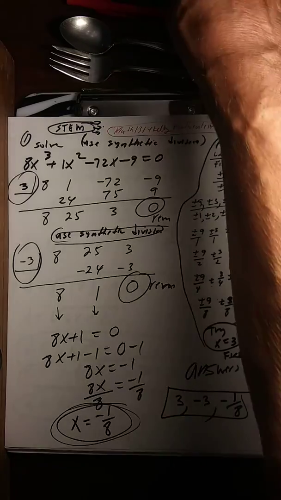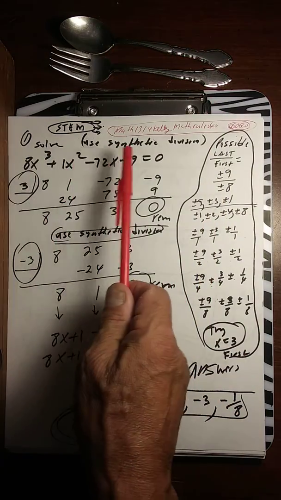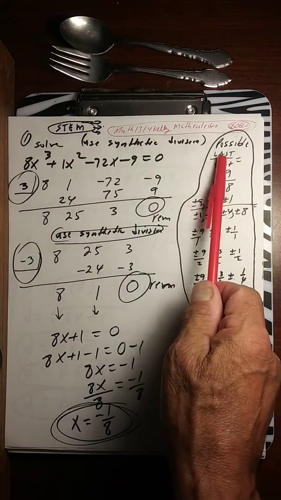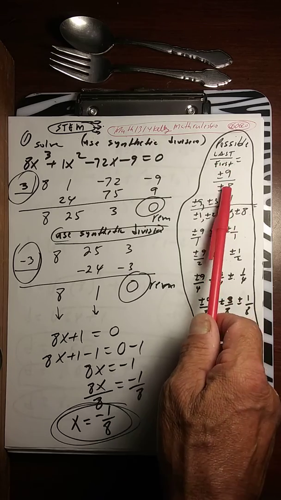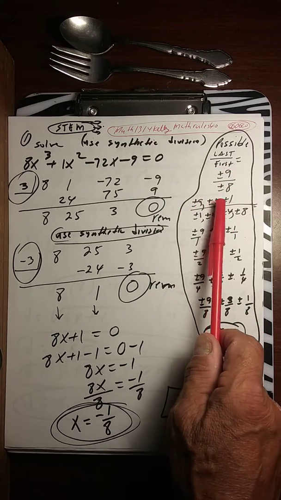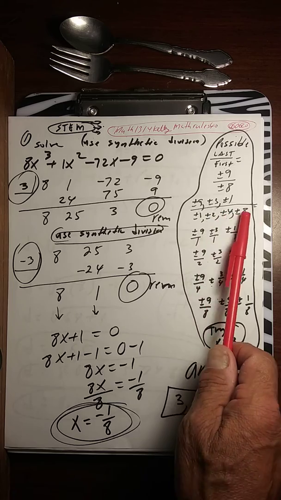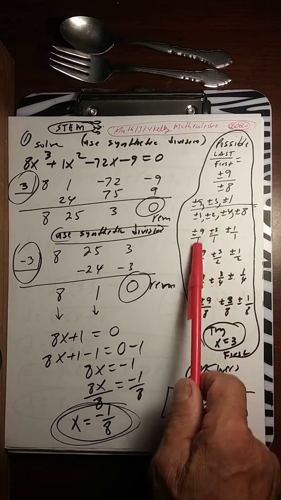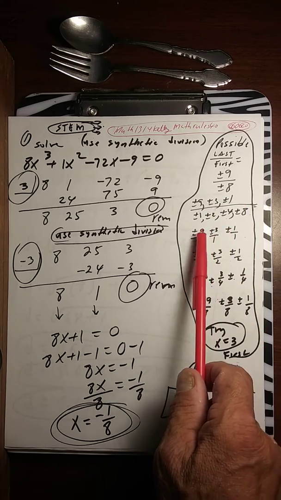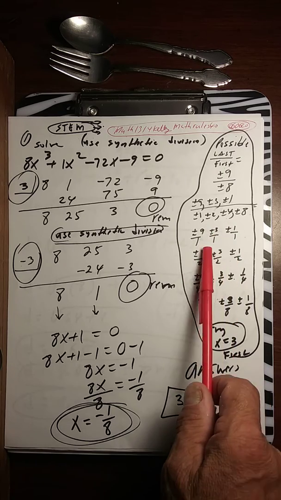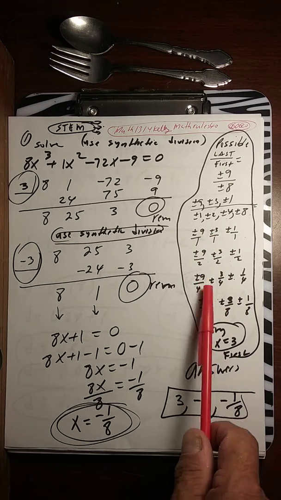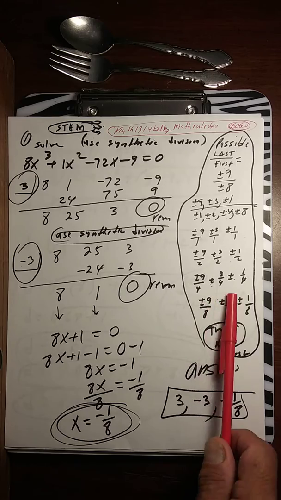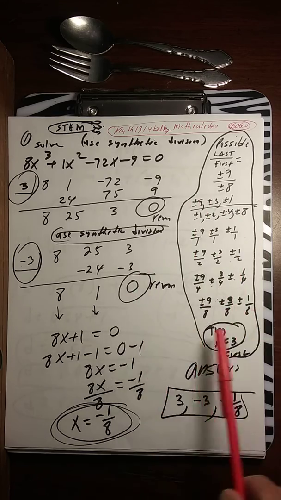When you use synthetic division, that means last over the first. There they are, last over the first, all the possible factors, this over this: plus or minus 9, plus or minus 3, plus or minus 1, over plus or minus 1, 2, 4, 8. All these are the possible fractions that might be rational numbers: 9 over 1, 3 over 1, 1 over 1, 9 over 2, 3 over 2, 1 over 2, 9 over 4, 3 over 4, 1 over 4, 9 over 8, 3 over 8, 1 over 8. So all possible numbers right there.